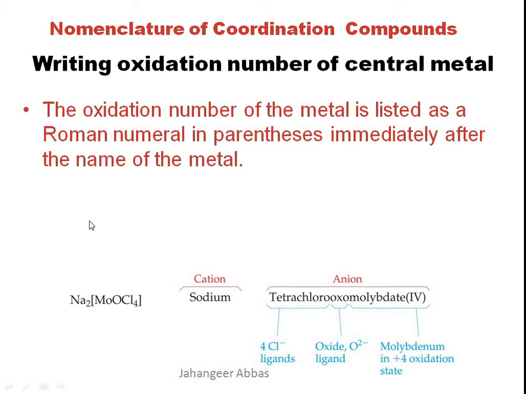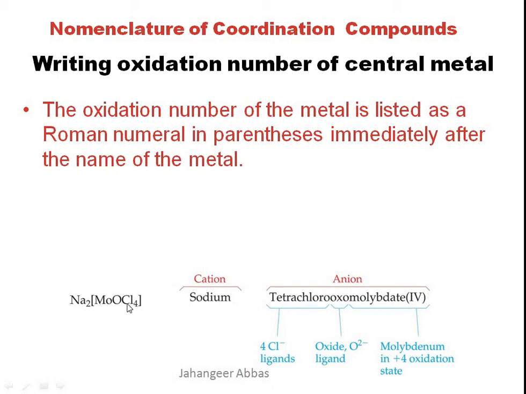As we have discussed the rules of naming coordination compounds, the cationic part is named first, sodium, and then the ionic part is named. The ionic part contains two types of species because it is a complex part. It contains the central metal and ligands. Ligands will be named first. There are two types of ligands present in this complex. We will name them alphabetically. Fluoro will be named first, then oxo. Tetrafluoro, oxo.